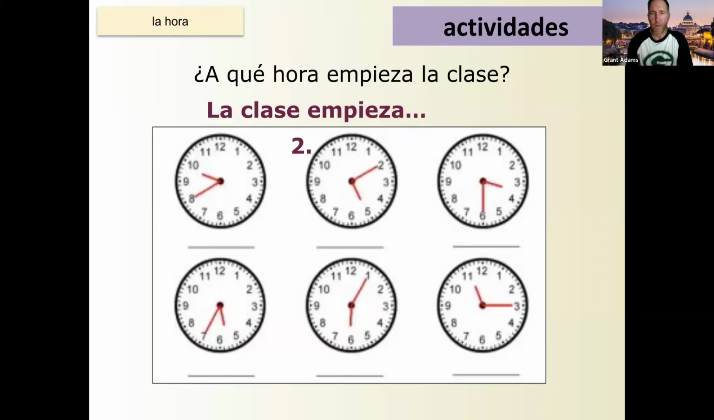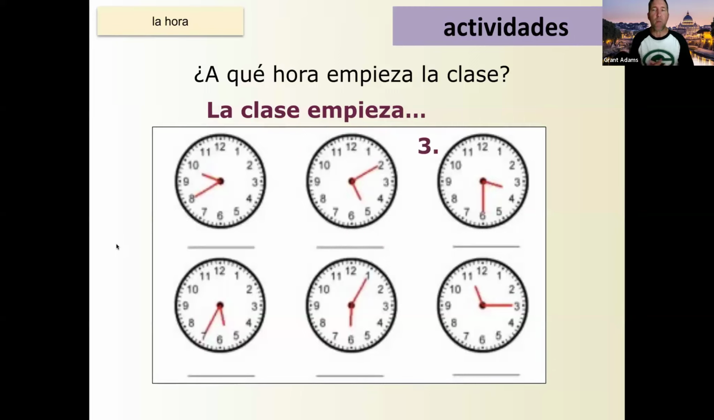All right. Now, got these old school clocks. We're so used to using digital clocks. The shorthand will reflect the hour. The longhand will reflect the minutes. So good. Excelente. I'm seeing a lot of good answers. Okay, excelente. La clase empieza a las 5:10. Excelente, a las 5:10.